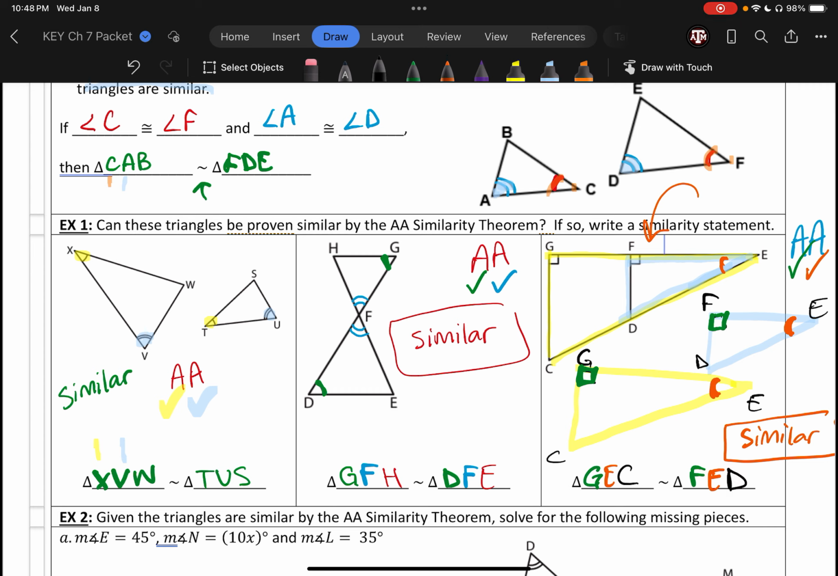And so again, just make sure that when you are writing this part right here, please make sure that you are paying attention to the order. The order does matter. And again, this part that we just wrote, that is called a similarity statement. That is this right here, a similarity statement. All right. So let's go ahead and jump ahead to the next part of the notes here.